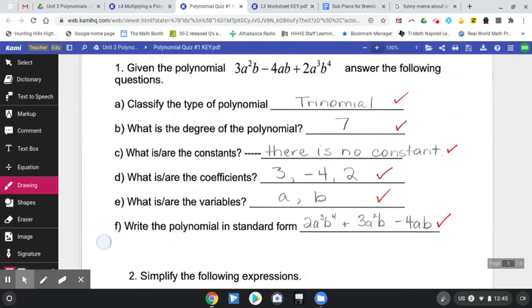Now, let's see which ones we might have something else on. Question C, where it says what is or are the constants. I said there is no constant. You could have said NA. You could have said 0. You could have said none. But if you left it blank, you do not get a mark because then it looks like you didn't know what a constant was.